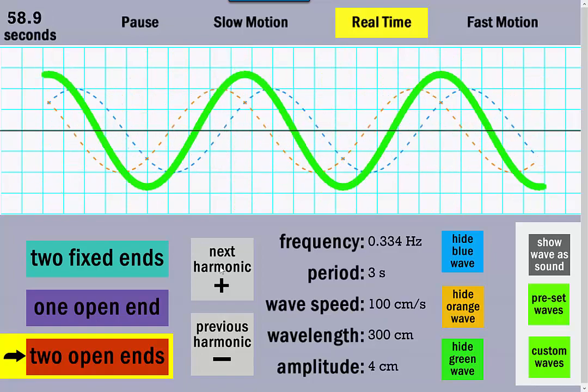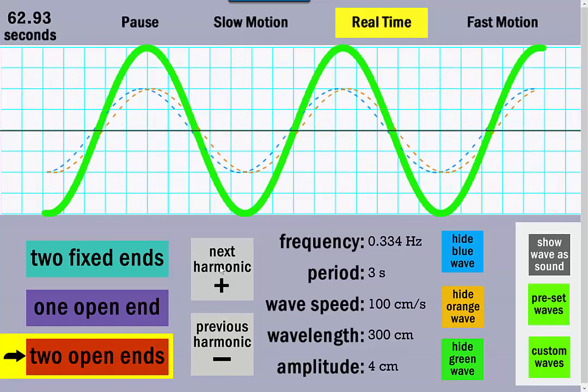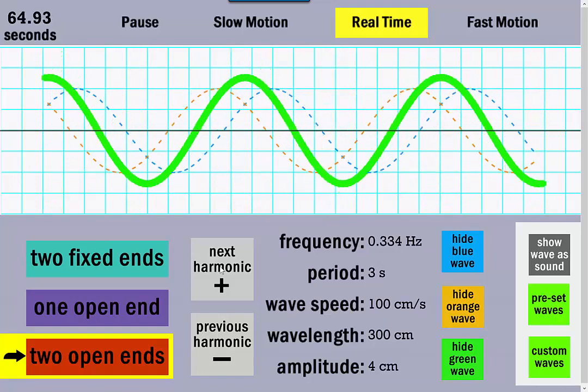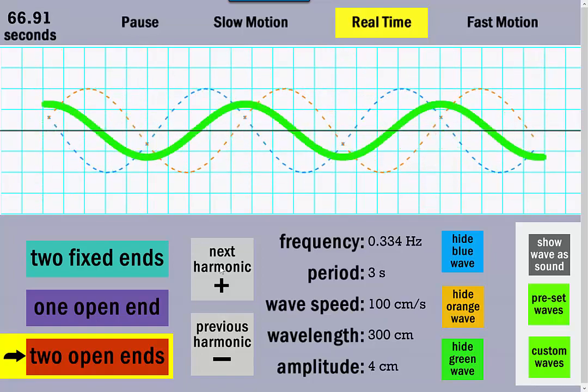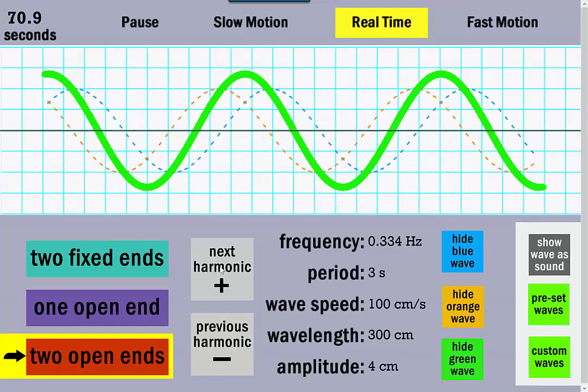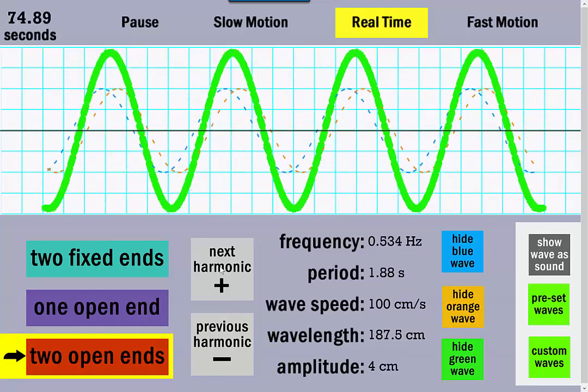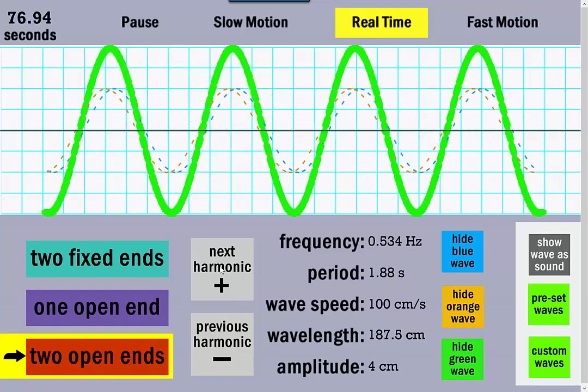And again, the blue and the orange waves inside are looking at all of the particles. So some of them are going to be going in the positive while others are going in the negative at the same time. So that's why we have 2 different waves here. So this is the fifth harmonic, sixth, seventh, eighth. Whoa, that's really going crazy there.